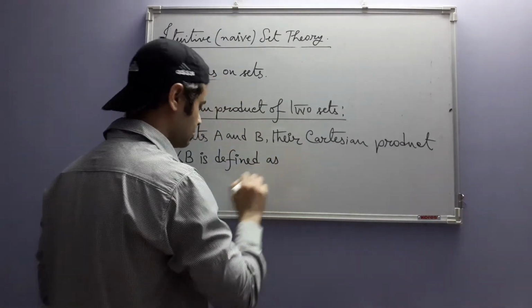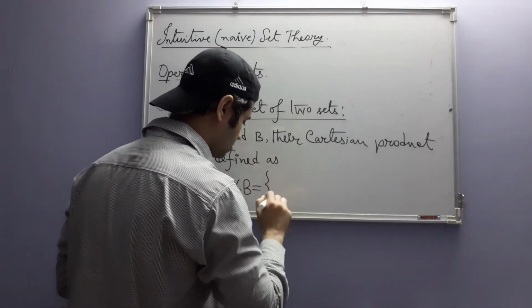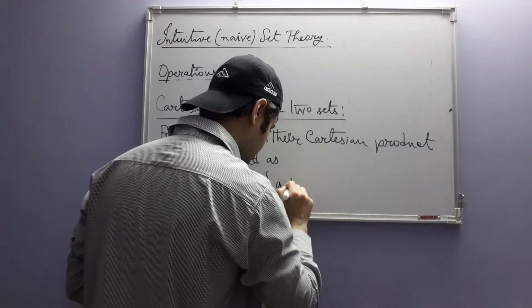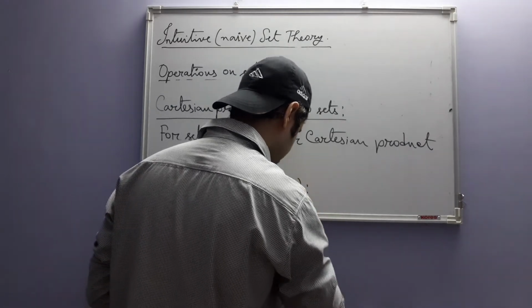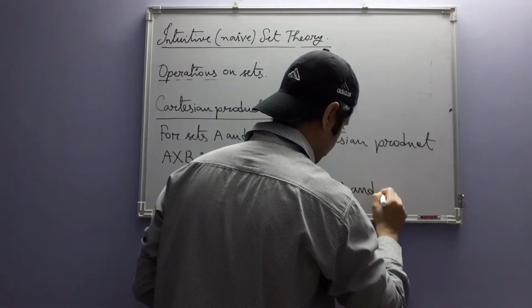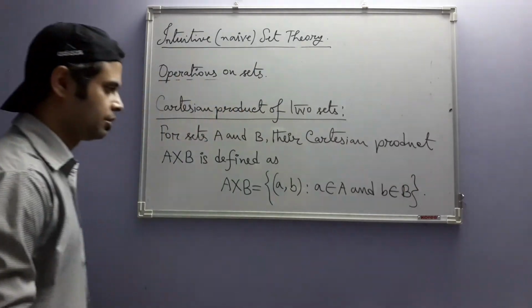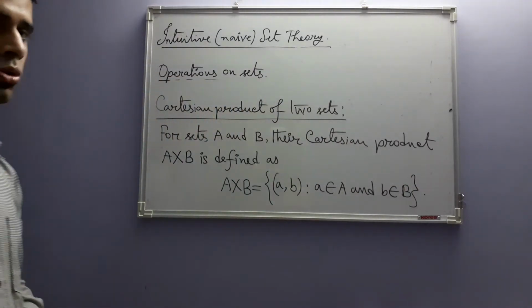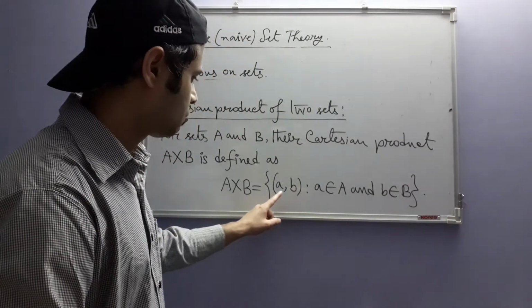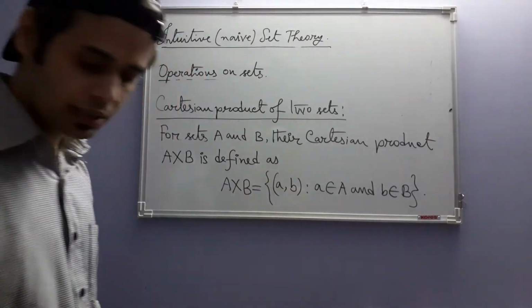defined as A cross B is equal to the set of pairs a comma b such that a belongs to A and b belongs to B. Now this one needs more explanation. What is this a comma b? Right? What is this a comma b?